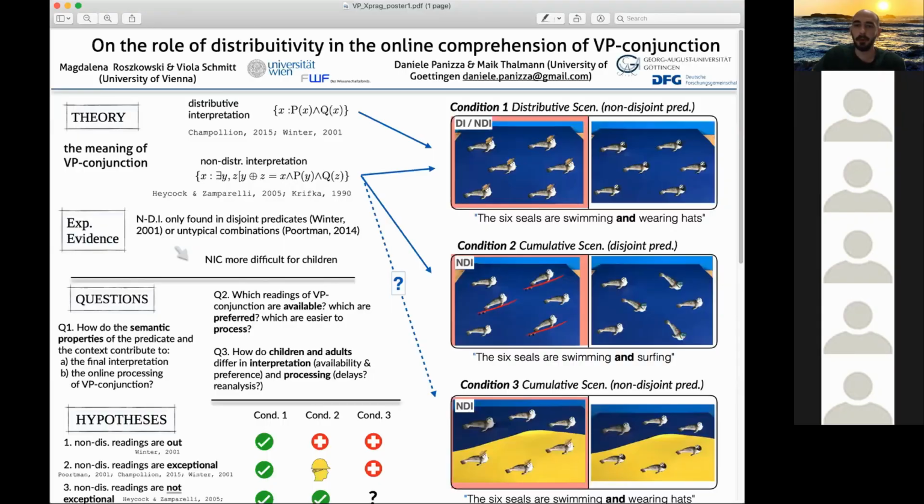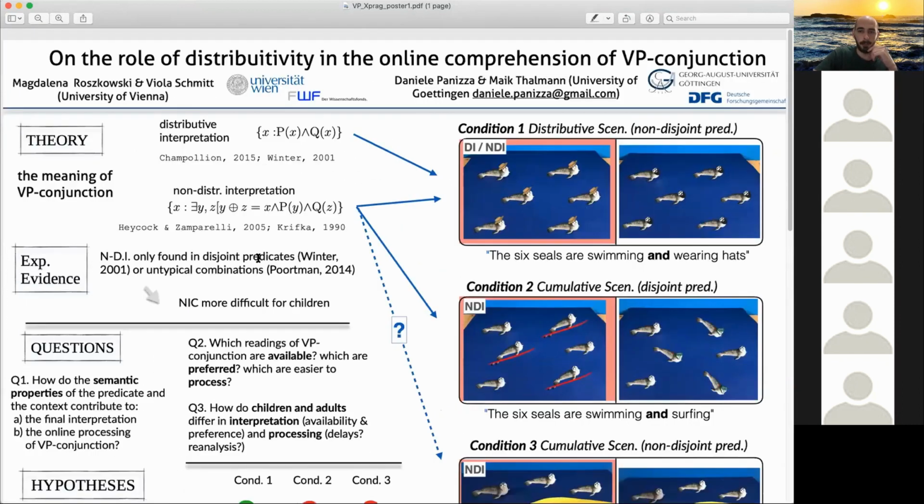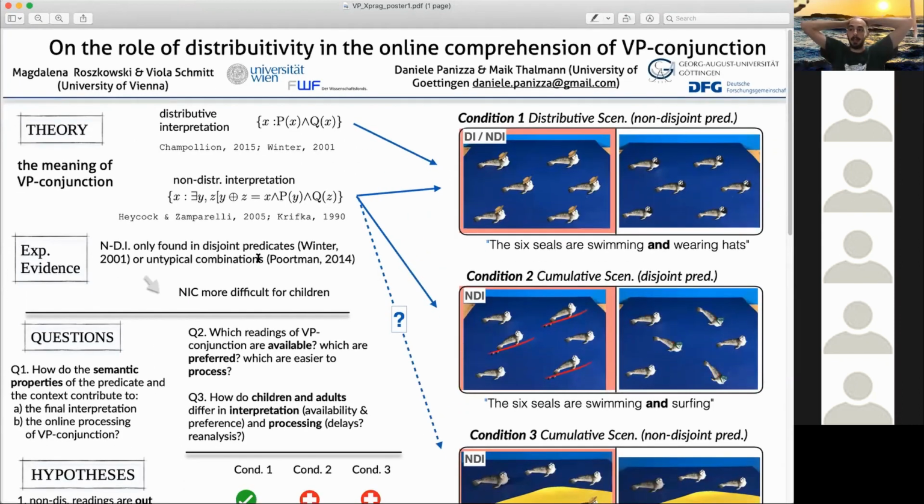Okay, so you see the poster now? Mm-hmm. Good. Can you read stuff?